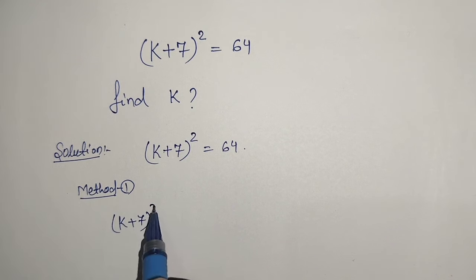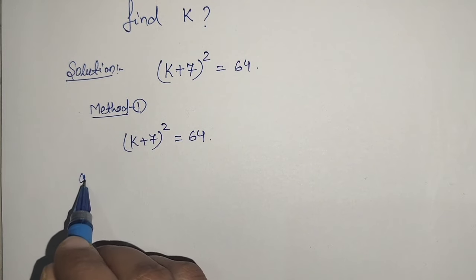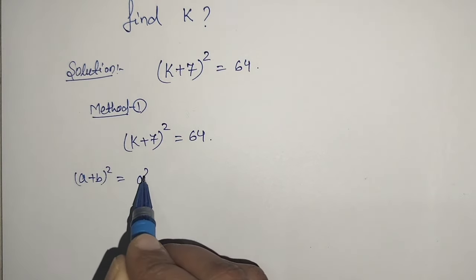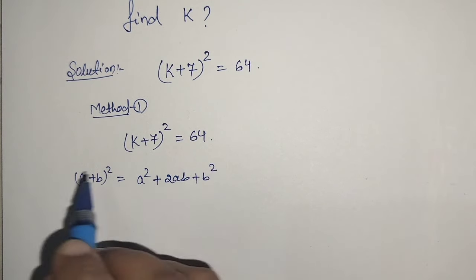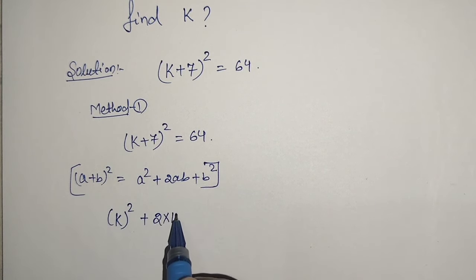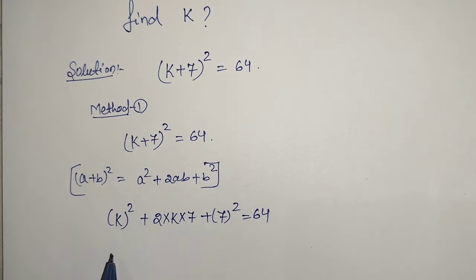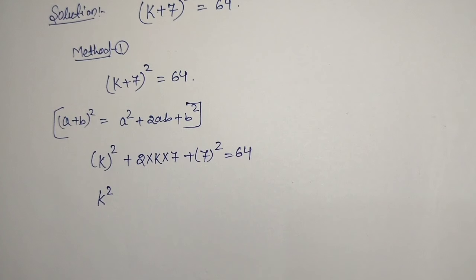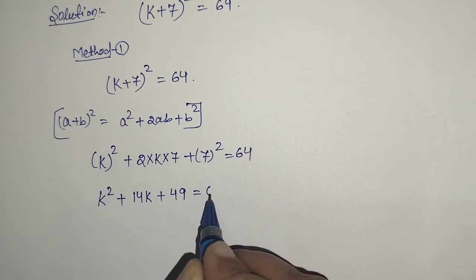(k + 7)² = 64. By squaring on both sides, (a + b)² is a² + 2ab + b². Yes, we apply here: k² + 2 × k × 7 + 7² = 64. K² + 14k + 49 = 64.